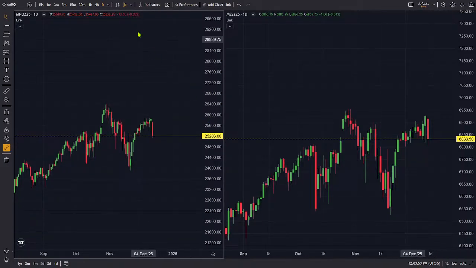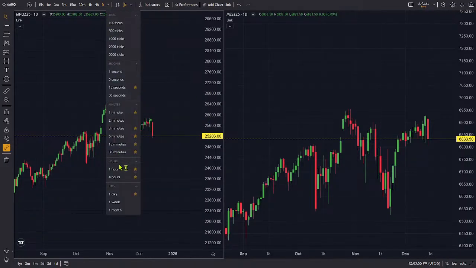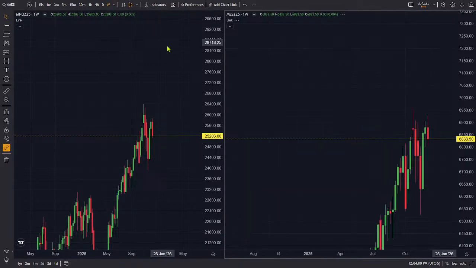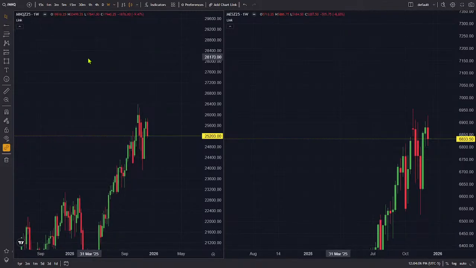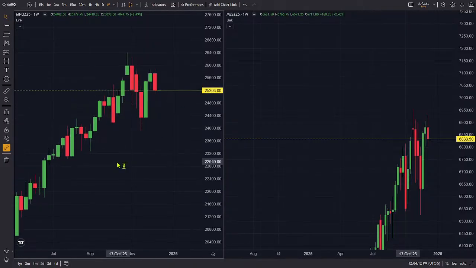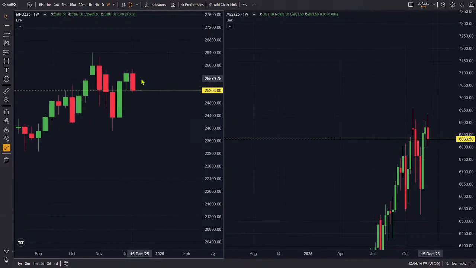So next week, let's go to weekly. What can we expect? I mean, we're really just kind of ranging here at the top of this all-time high. They're both on 1 week. Yeah, we got them both sitting on 1 week. All-time highs here. We've just been kind of bouncing around.